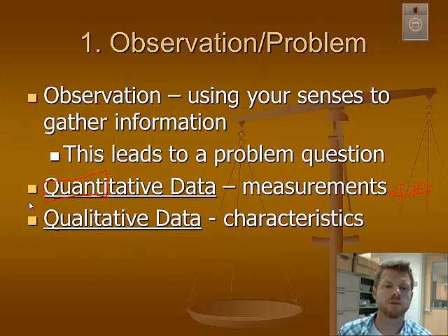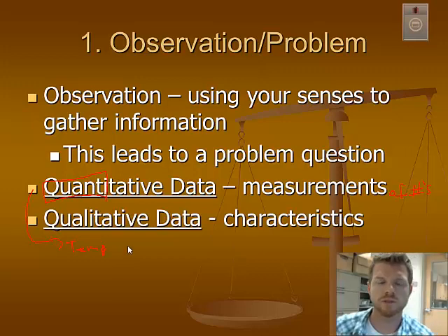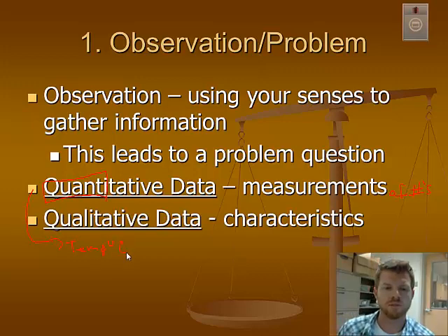So some examples of quantitative data would be temperature, degrees Celsius. In science we want to use the metric system, so Celsius. Maybe we want to do volume, length, mass. Right? Those are all things that we can measure in numbers.